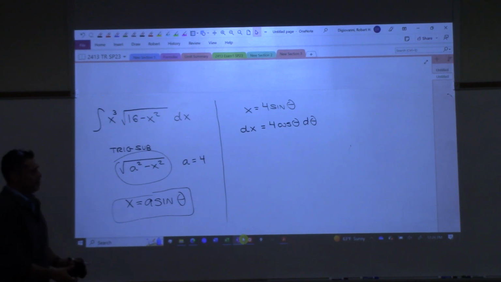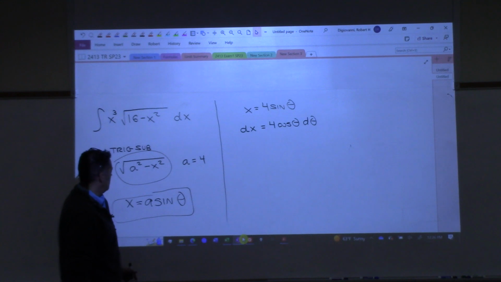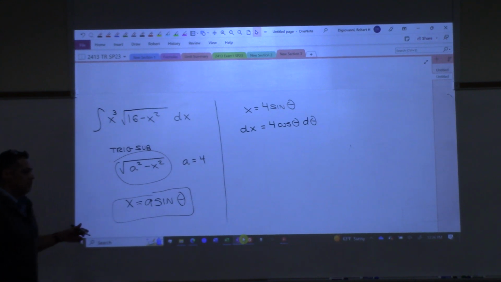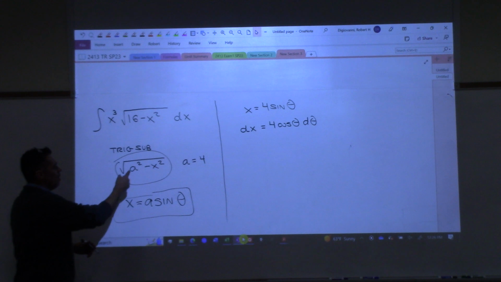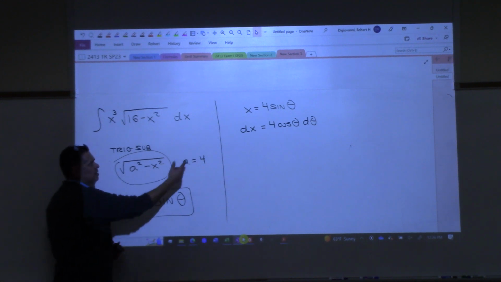Yes? So once we know that trig sub, we don't have to write out the steps every single time we do that. You just can tell by looking at it. What steps are you talking about? Like to replace the x with a sine theta. Yeah, like all this. You don't need to write all that. Yeah. Just go right to this.